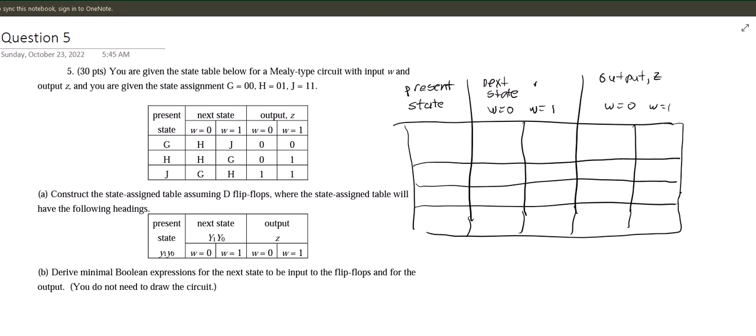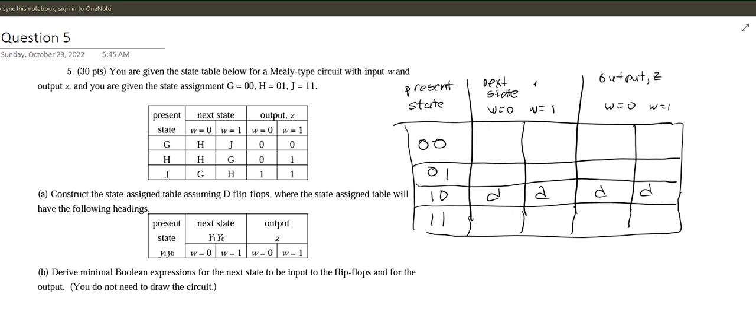So G is 0, 0, H is 0, 1, and J is 1, 1. So 1, 0 is not being used, but we need to account for it, so we'll put don't cares in for that one.